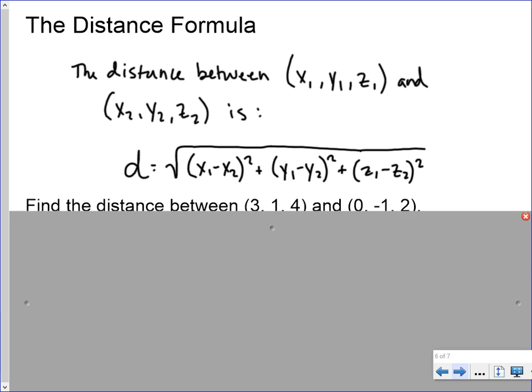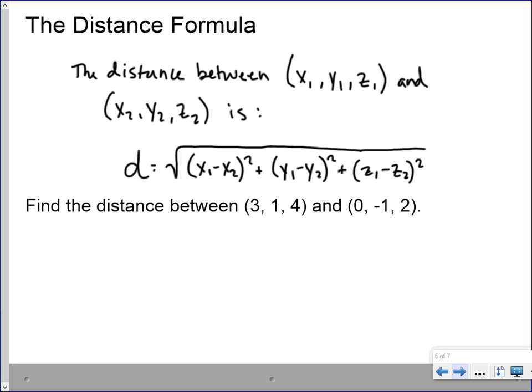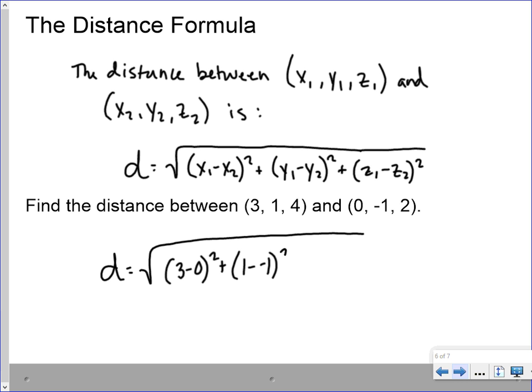Okay. I'll just show you really quickly an example. Find the distance between 3, 1, 4 and 0, negative 1, 2. I would start with my distance formula, d equals the square root of, and then one at a time, I'm going to subtract my x's, subtract my y's, subtract my z's. So 3 minus 0 squared plus 1 minus negative 1 squared plus 4 minus 2 squared.